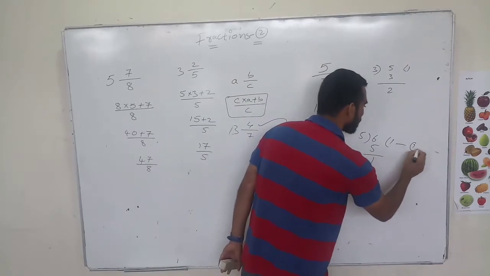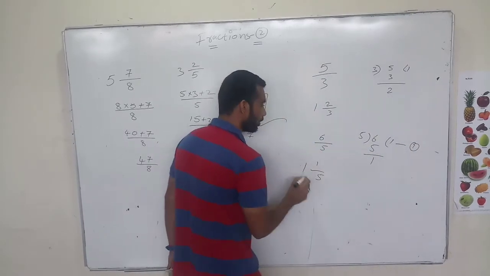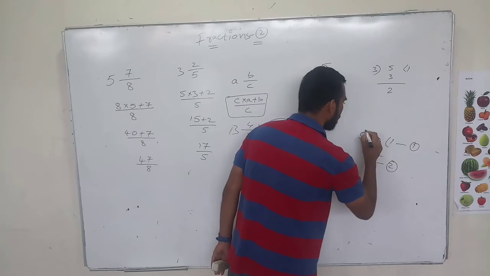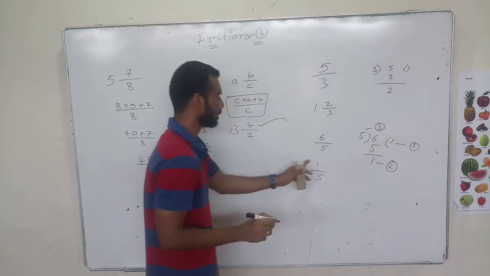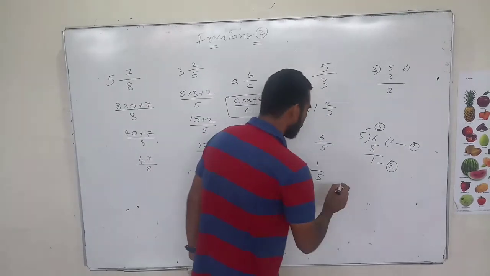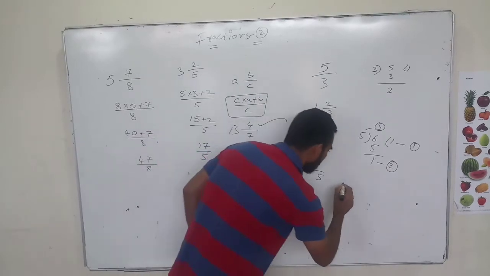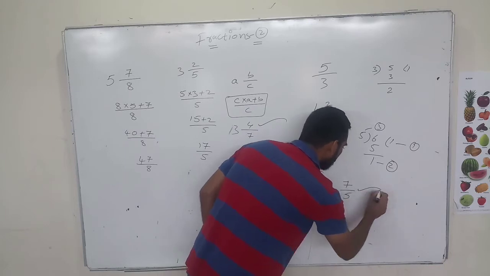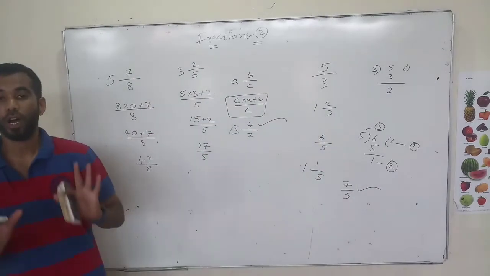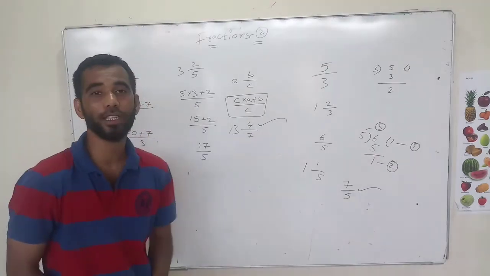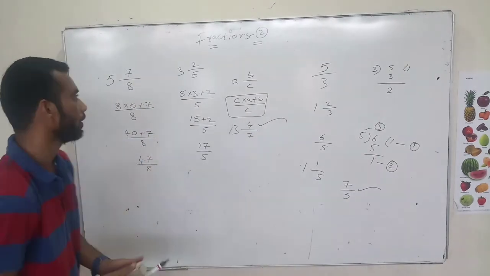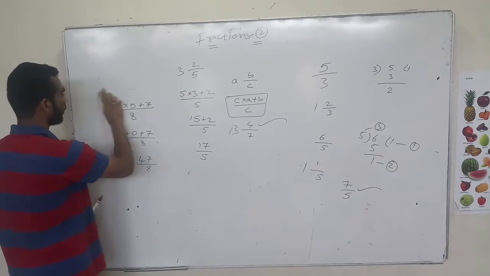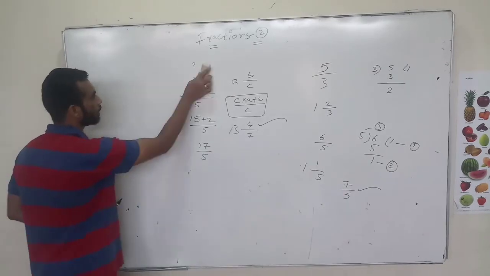This one you should write first, then this will be second and this will be third. First, second and third. Here is work for you to solve: 7 by 5. After solving this one, please reply in the comment box. Okay. Now, hope everyone understood how to convert this one.